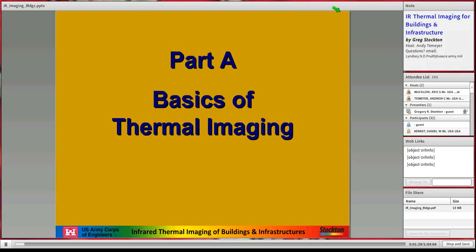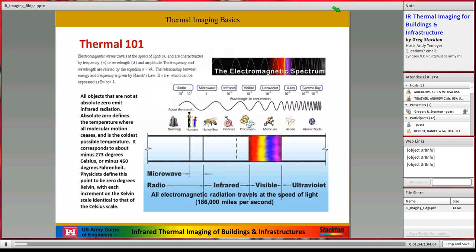Greg Stockton, and I'm an infrared thermographer for about 30 years now. Now I want to go through some basic stuff about infrared thermography and get a good foundation for the presentation, and then go through some building issues and infrastructure issues.